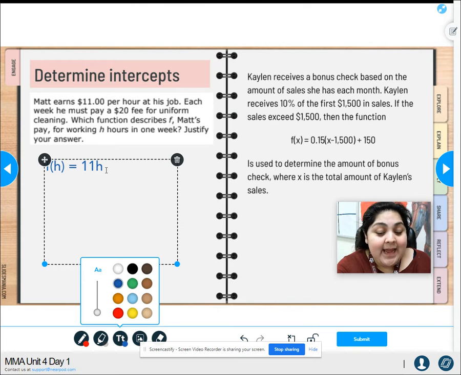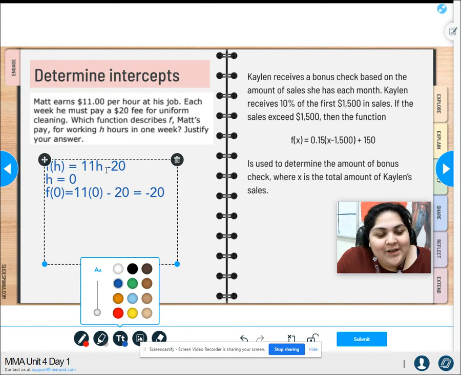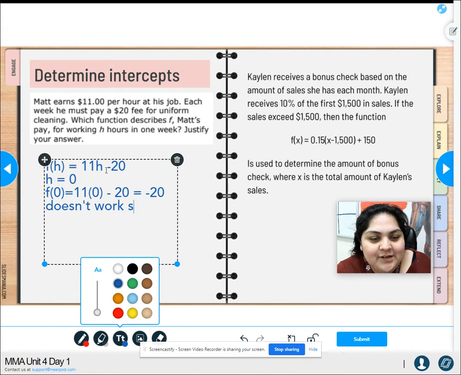He has to pay, so something is getting taken away. So it's minus 20. Okay, that's the equation, but we want to figure out what's going to be the y-intercept. Well, the y-intercept means that x is equal to 0, so h equals 0. So I would do f of 0 equals 11 times 0 minus 20, and that's going to give me negative 20, which means if he doesn't work, he still has to pay $20 for cleaning.